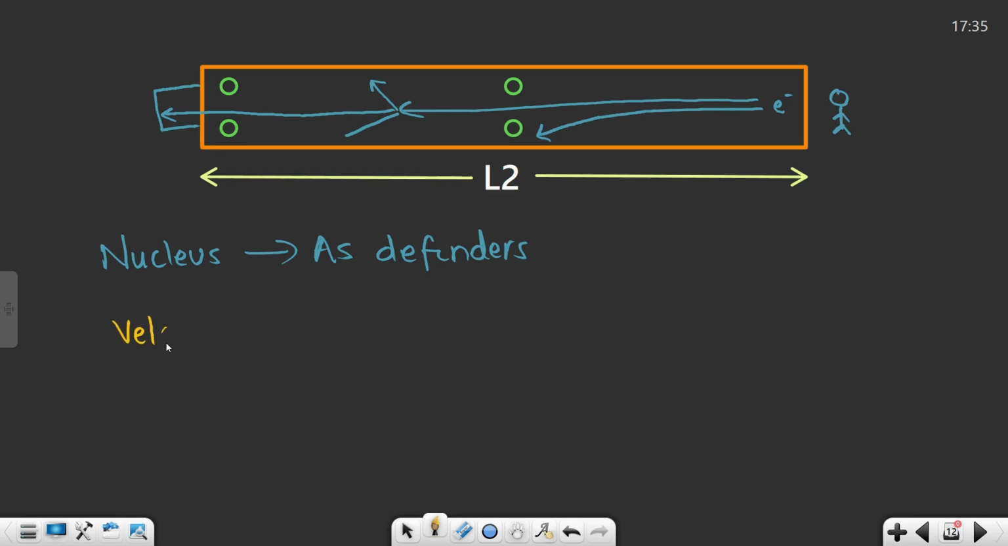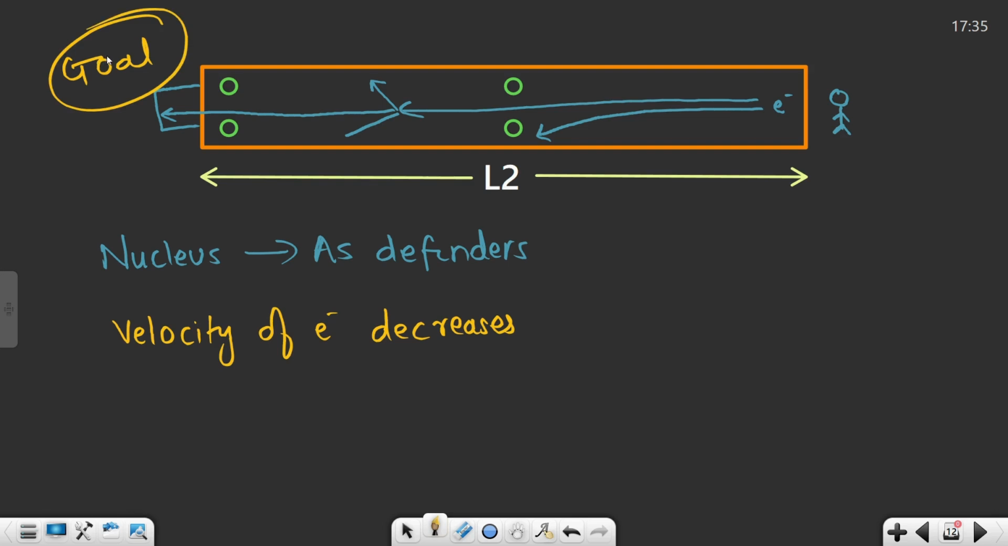Velocity of electrons decreases after some point, due to which those particular electrons are not able to move forward, whereas very few of the electrons have certain energy, and thus they are able to move towards this particular goal post, or goal, whatever that is. Okay, I hope you are able to understand this.